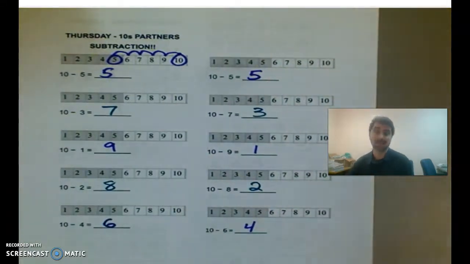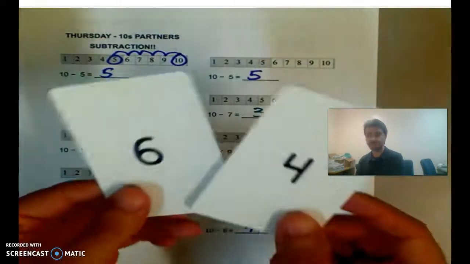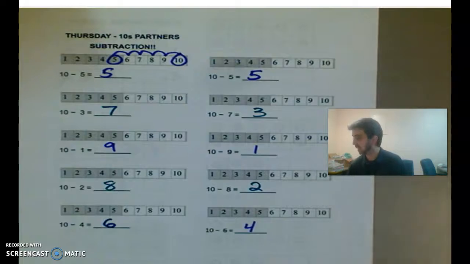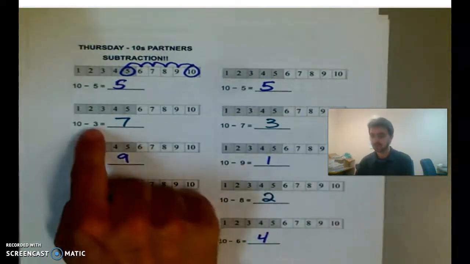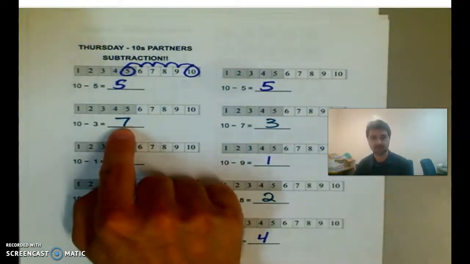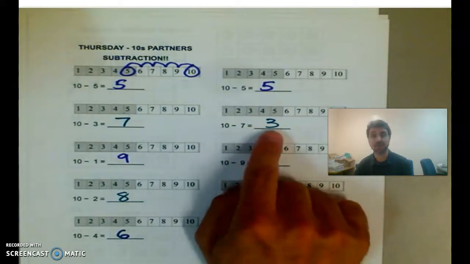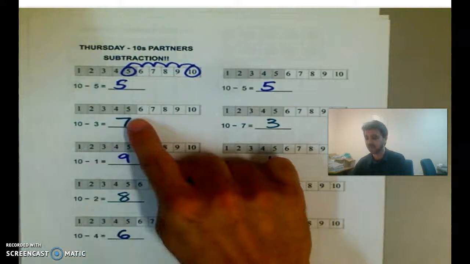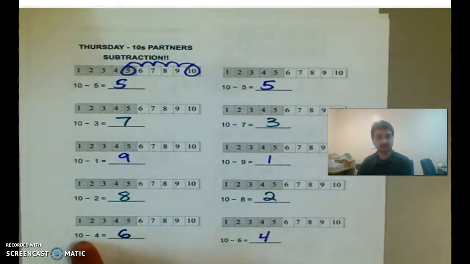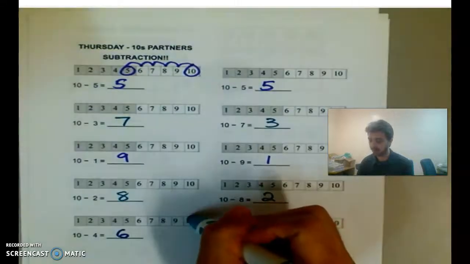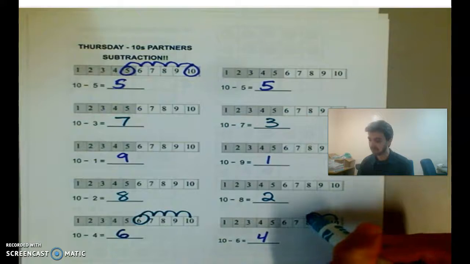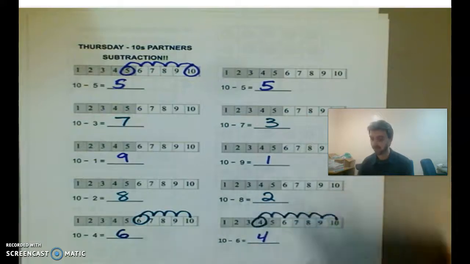Well, let me tell you. In the same way that 6 and 4 makes 10, and 4 and 6 makes 10, did you notice that if you subtract 3, you get 7? If you subtract 7, you get 3, right? Because these are tens partners, 7 and 3. And we were just doing 6 and 4, right? So look, 10 take away 4 is 6. So if I'm at 10 and I hop back 4, 1, 2, 3, 4, I'm at 6. If I'm at 10 and I hop back 6, 5, 6, I end up at 4.